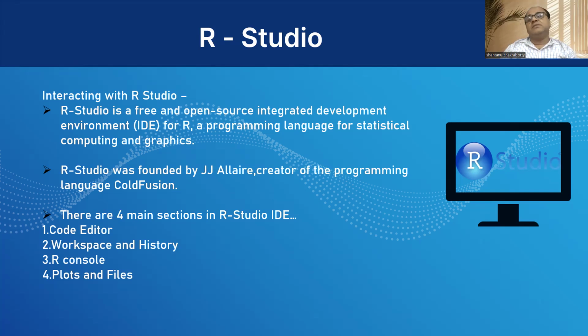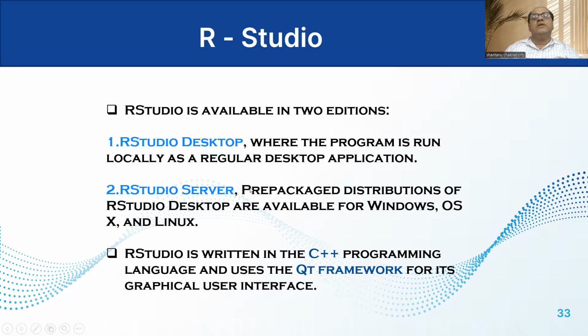And there are four main sections that we see in RStudio, as part of the integrated development environment. On one side, we have the code editor. The other side will have the workspace and the history. Then we have the R console, followed by the plots and files that we have defined. RStudio is available in different editions. One is RStudio Desktop, and the second one is RStudio Server, which is a prepackaged distribution, and basically it's used for a programming framework.